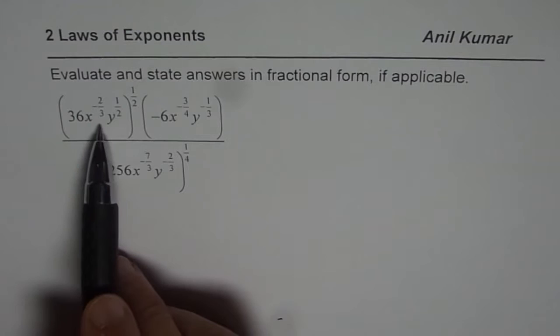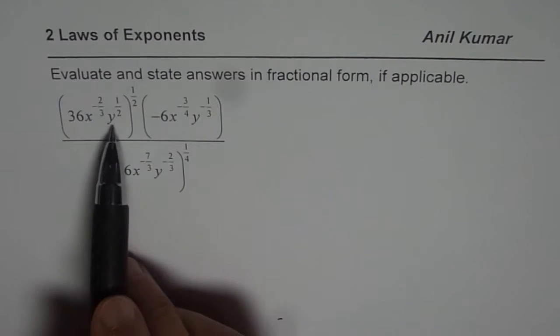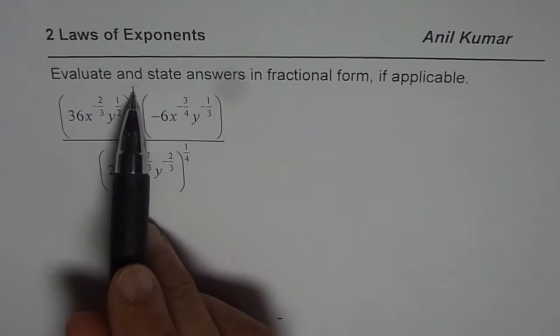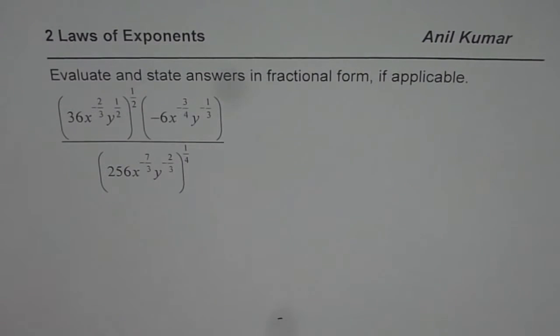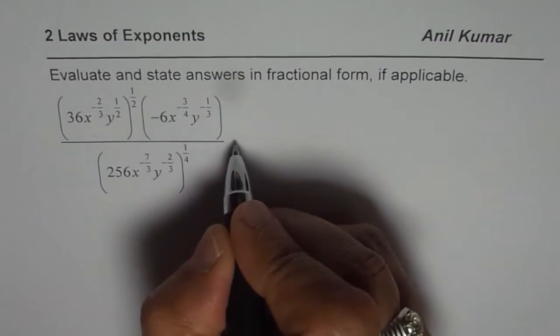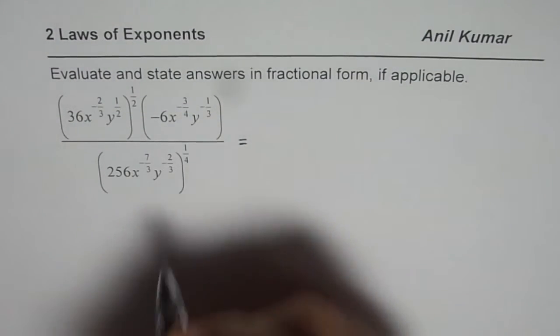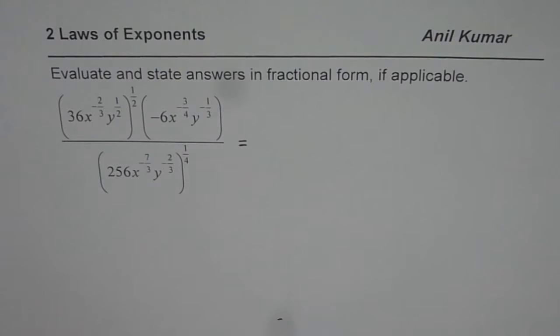36 times x to the power of minus 2 over 3, y to the power of half, everything to the power of half, times minus 6 x to the power of minus 3 over 4, y to the power of minus 1 over 3, divided by 256 x to the power of minus 7 over 3, y to the power of minus 2 over 3, and everything to the power of 1 over 4. So that is the exponential expression which you need to simplify, right?